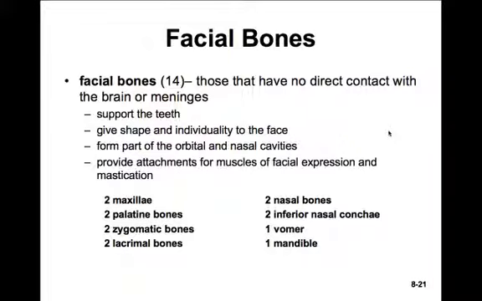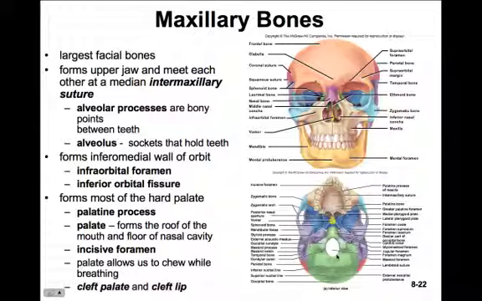chewing. There are 2 maxilla, 2 palatine bones, 2 zygomatic bones, 2 lacrimal bones, 2 nasal bones, 2 inferior nasal conchae, 1 vomer, and 1 mandible. And naturally, each of them have features that we'll take a look into now. Let's look first at the maxillary bones.